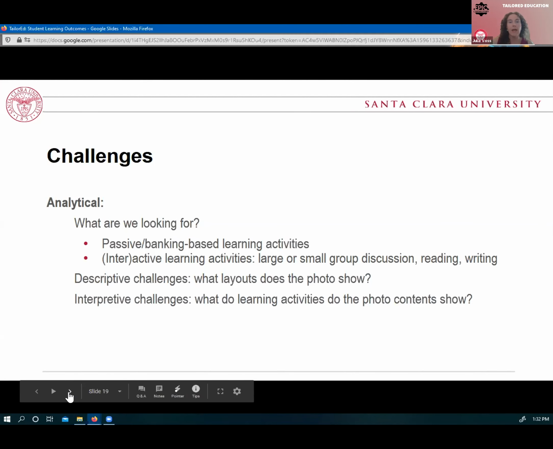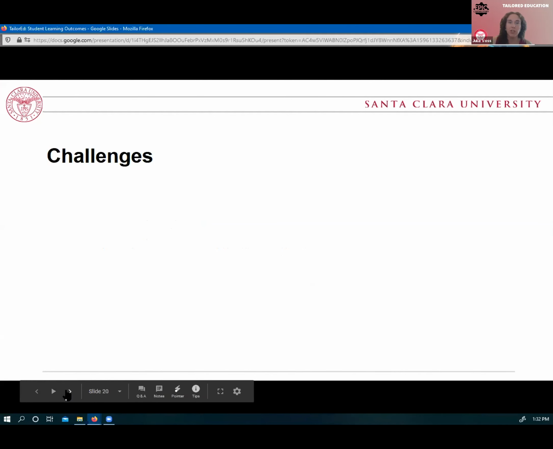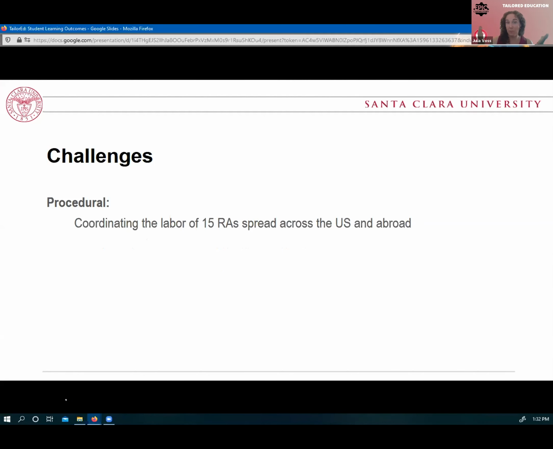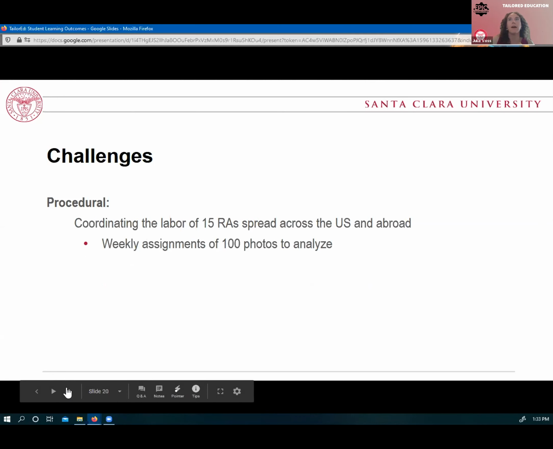What do we see? And then our interpretive challenges: what does what we're seeing mean? How do we translate that into some of the standard pedagogies that we know about from the research? And then we have some procedural challenges too, which is coordinating the labor of a lot of people who are, especially right now during our pandemic, spread all the way from the East Coast of the United States to Asia. Just coordinating that labor was a challenge to figure out how to do.